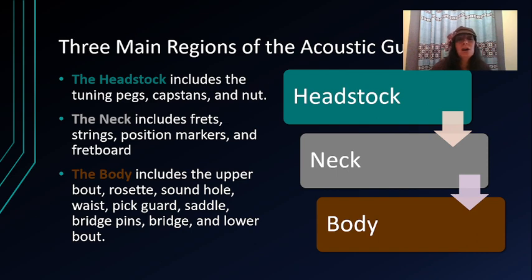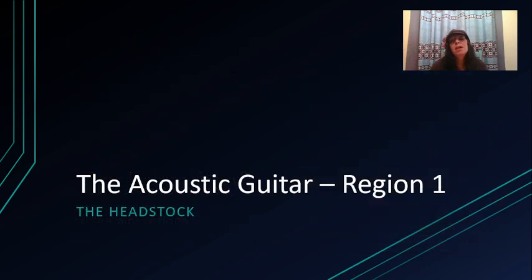And in the headstock region, we have the tuning pegs, the capstans, and the nut. In the neck region, we have the frets, strings, position markers, and fretboard. And in the body, we have the upper bout, rosette, sound hole, waist, pickguard, saddle, bridge pins, bridge, and lower bout.